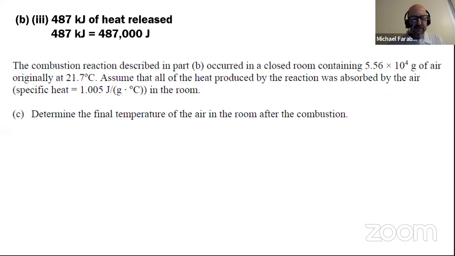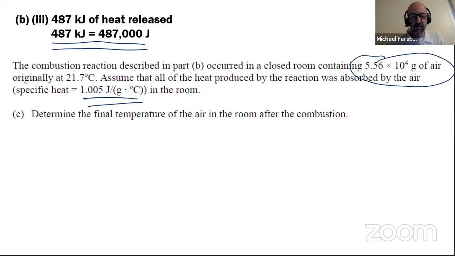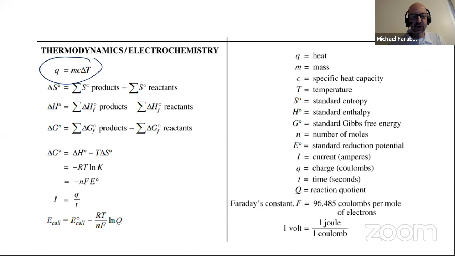All right, part C of this question. 487 kilojoules is what we got for the amount of heat released. That is also equal to 487,000 joules. So pay attention to units now, because we're going to determine the final temperature of the air in the room after the combustion. So we are given the mass of air, the initial temperature, and we're trying to find the final temperature, and we are given the specific heat. So we're going to use Q equals mc delta T.